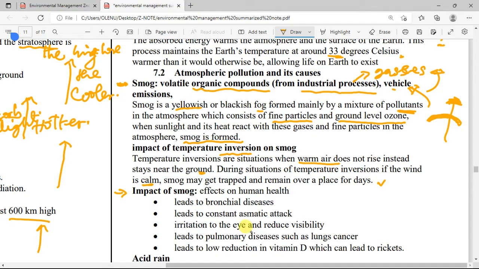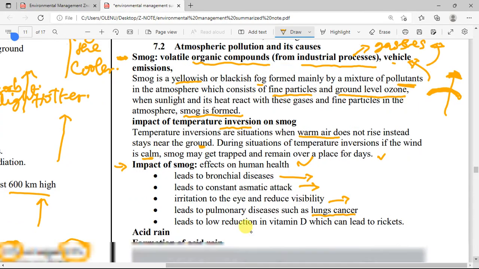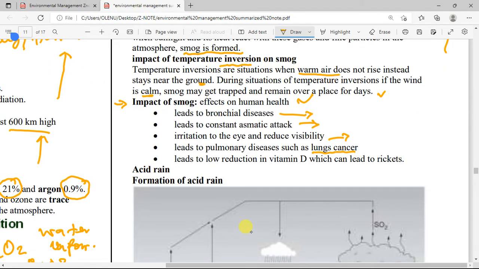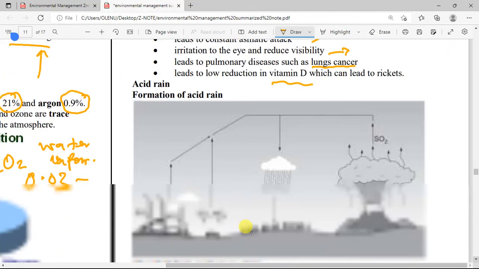So, impact of smog. The question that they will ask you is, what is the impact of smog on human health? Which is straightforward. Because it's a form of air pollution, you should know that it can cause asthmatic attack, it can affect your bronchi, leading to bronchitis. It causes irritation to the eye and it reduces visibility. You will not be able to see properly. It leads to pulmonary diseases such as lung cancer, and it leads to reduction in vitamin D that prevents rickets.